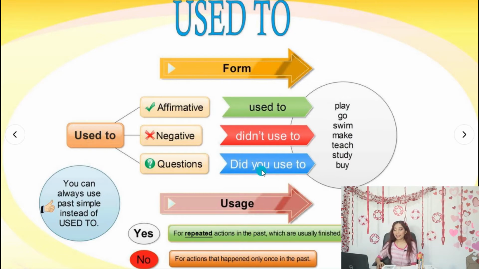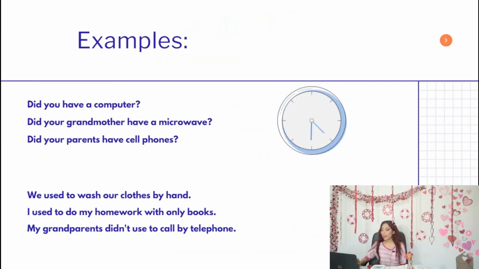So, like in the questions, because you are using didn't, which is the same as did but in negative, you are not going to write used or used. You are going to write, I didn't used to play. Or in the affirmative way, I will say, I used to play, okay? But in the questions, did you used to play? Okay, it's the same. So, that's it.